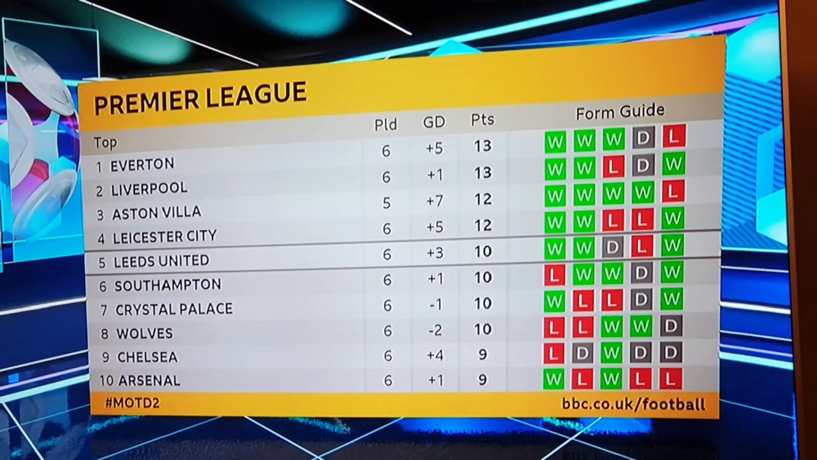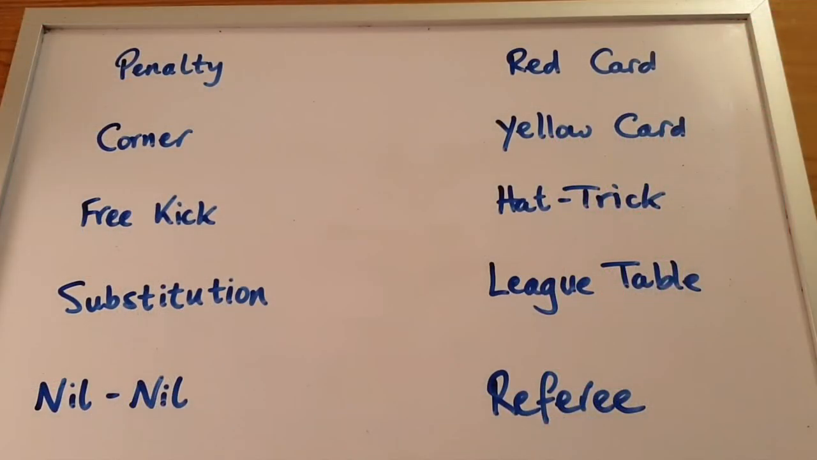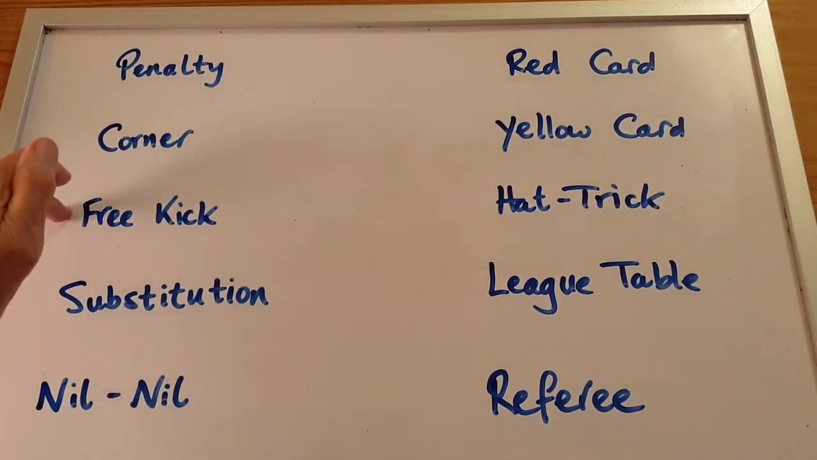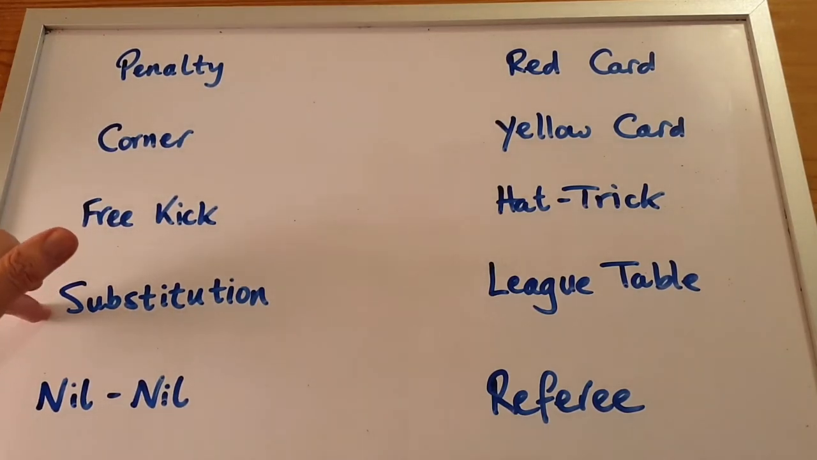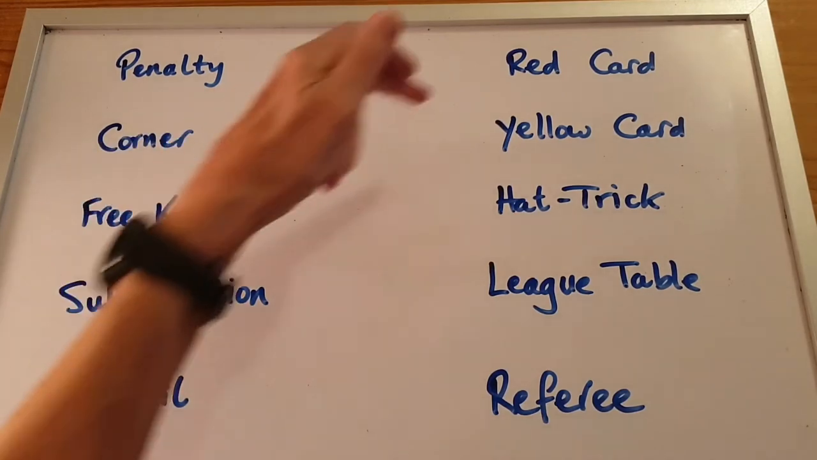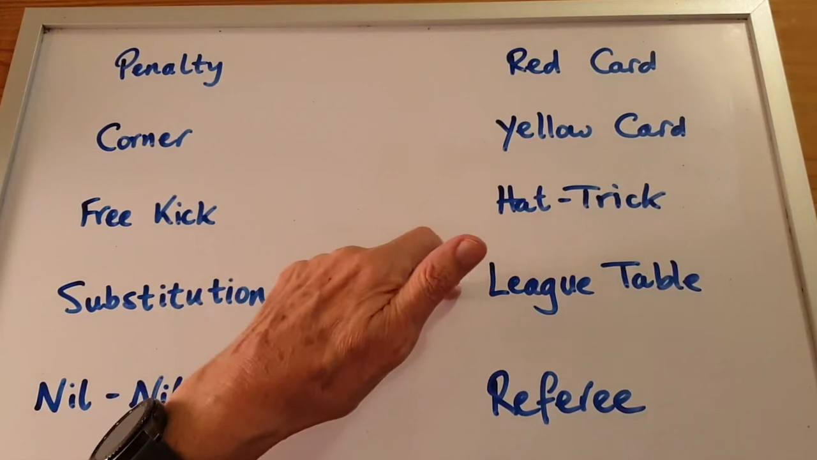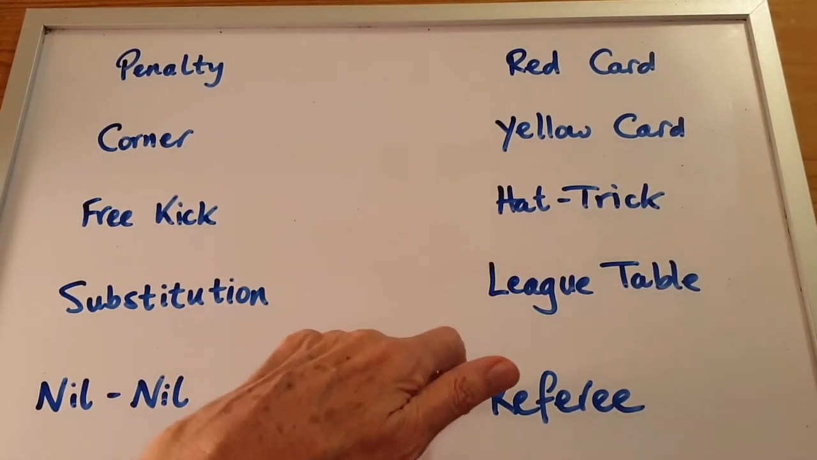And after all the games have been played in one week, you get a league table, the position of all the teams in that particular league. A league table. Here then are the words from our vocabulary lesson today. Penalty, corner, free kick, substitution, nil-nil, red card, yellow card, hat-trick, league table, referee.